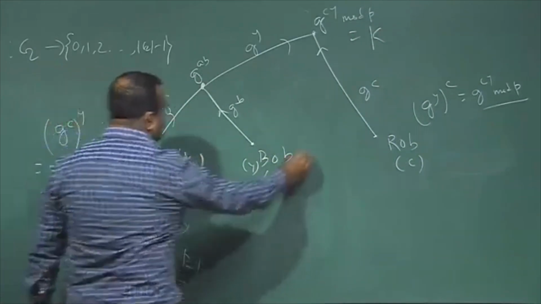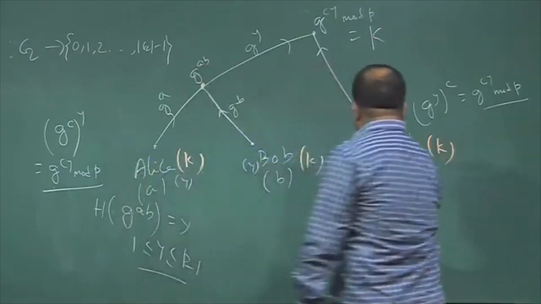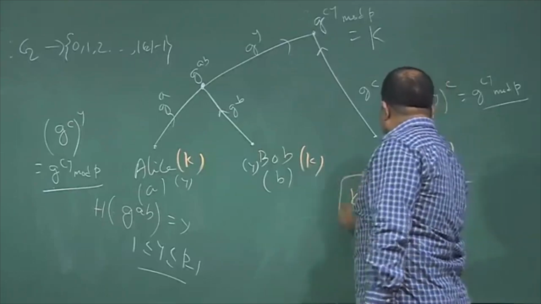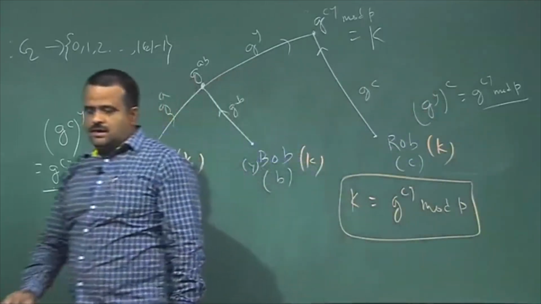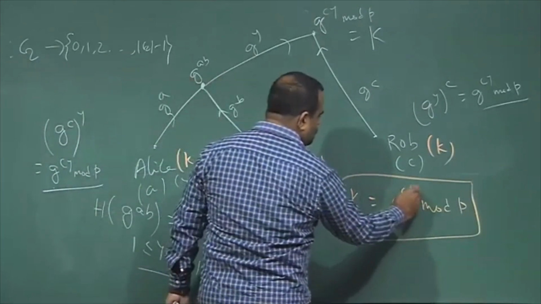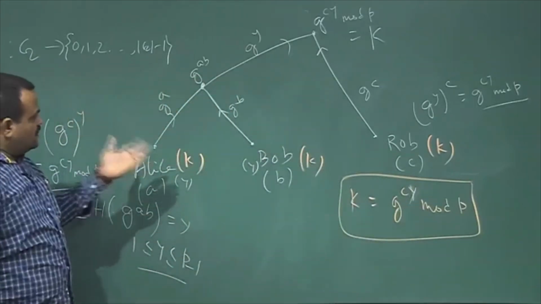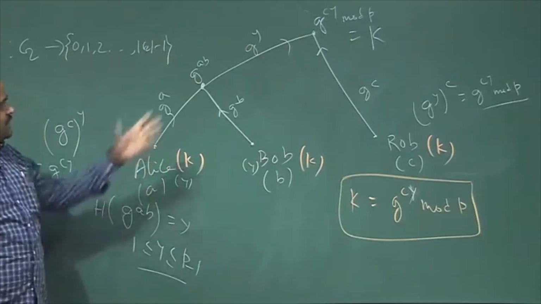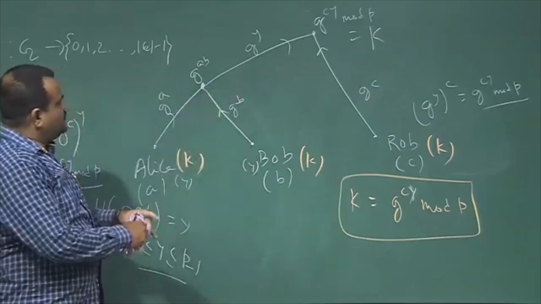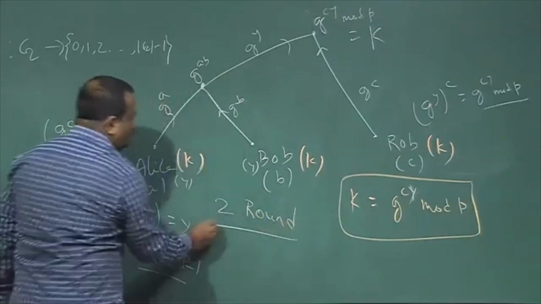So, now this k, k is basically g to the power c y mod p. This is the three party key exchange protocol. We are using the underlying Diffie-Hellman, but this is 2 round. First round these two agree on the common key, then second round we need the third. So, this is a 2-round protocol, not a single round.